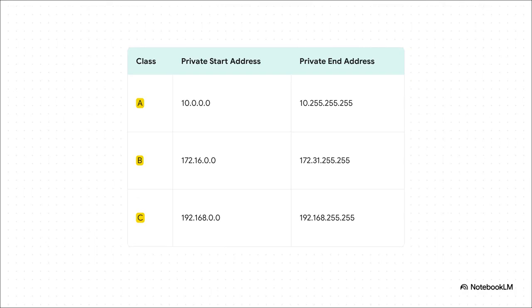But let's focus on those private addresses for a second, because this is a really clever trick. This is why your computer can have the exact same IP address as your neighbor's computer. These addresses can't be routed on the public internet, so they can be reused over and over again in millions of private networks. It's a key reason we haven't run out of IPv4 addresses sooner. And that 192.168 range, that's almost certainly what your home Wi-Fi router is using to assign addresses to your devices right now.